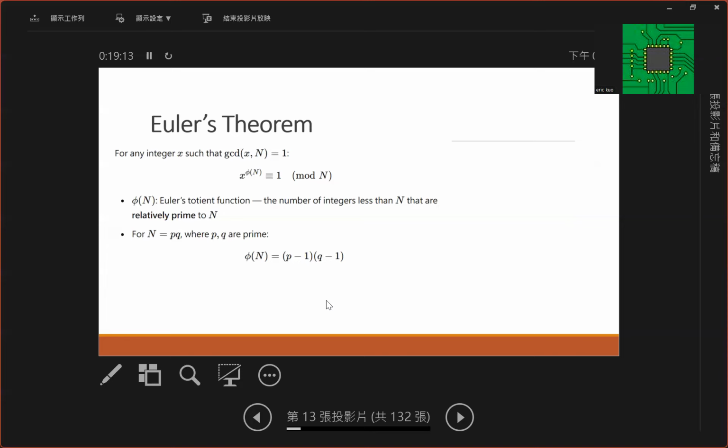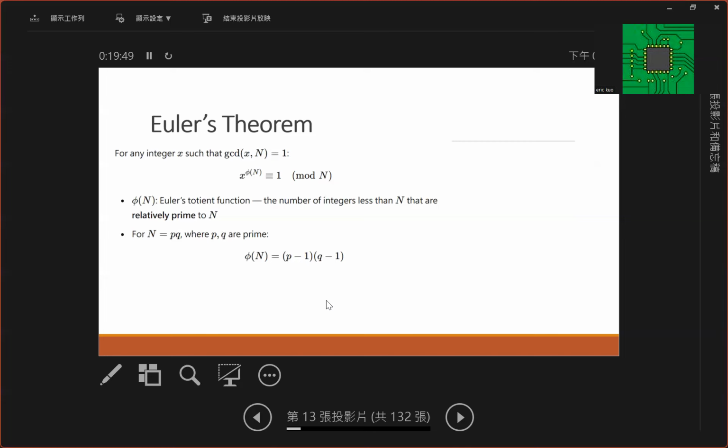This is the notation. This is a very large power, but when you divide by n, the remainder is 1. This is called Euler's theorem. Notice that phi of n is the so-called Euler totient function. The definition is the number of integers less than n that are relatively prime to n. And when n is p times q, where p and q are primes, phi of n is p minus 1 times q minus 1. If you don't understand this, I will show you one example.